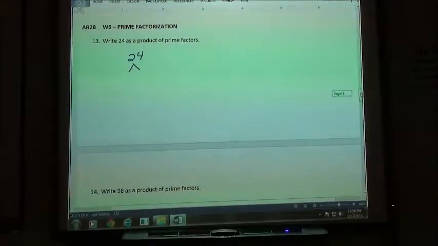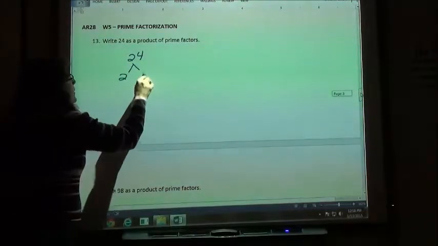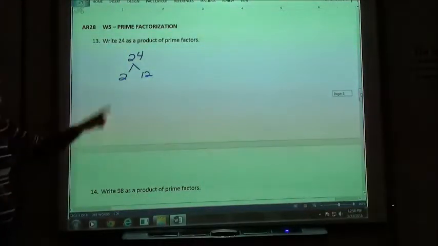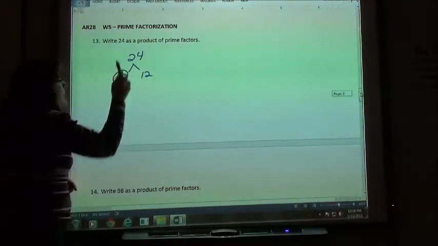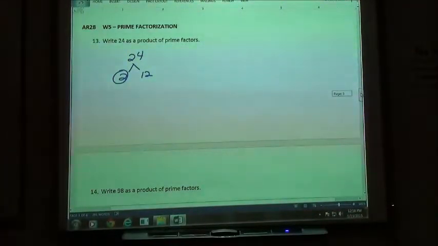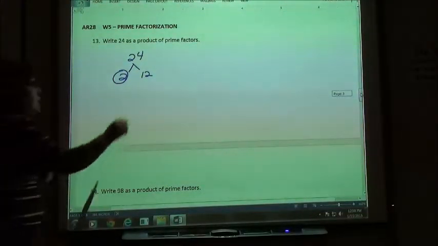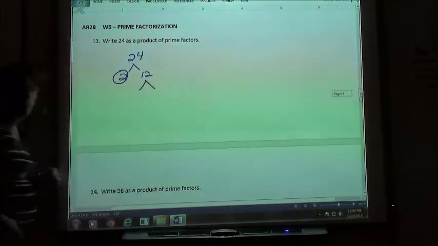What's a pair of factors for 24? What times what is 24? 2 times 12. Then you say, okay, is this number a prime number? 2 is a prime number. I circle it because I know that's going to be part of my answer and I can't do anything with 2. Is 12 a prime number? No. So I'm going to divide 12 up again. That's why they call it a tree, because we're making a whole bunch of branches.